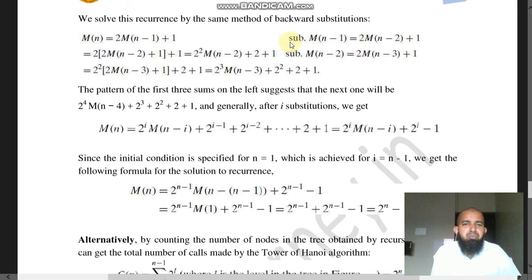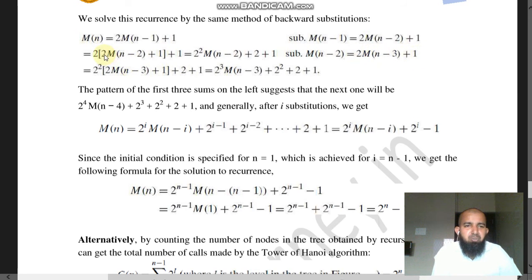In place of n write n minus 2. So 2M, in place of n write n minus 2: n minus 2 minus 1, which means n minus 3, then plus 1. So here you replace M of n minus 2 with 2M of n minus 3 plus 1. In place of M of n minus 2, write this part.